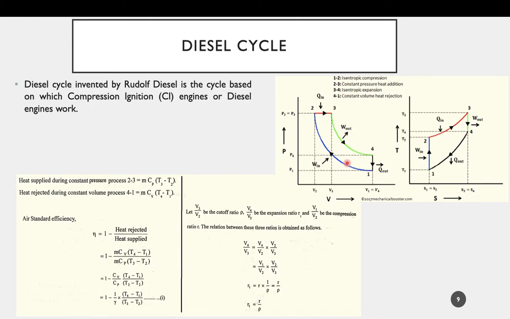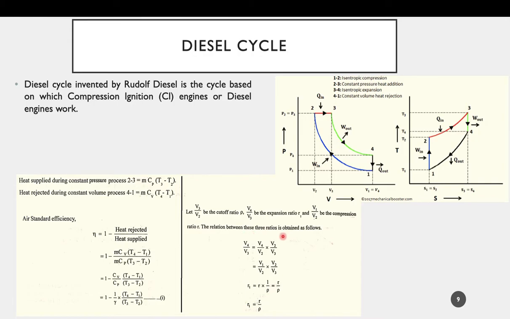So in this case, we have 3 ratios. One is cutoff ratio, the ratio between V3 and V2. V3 is where heat addition stops and V2 is where heat addition starts. V3 by V2 is cutoff ratio rho. V4 by V3: V4 is where expansion stops and V3 is where expansion starts. V4 by V3 is known as expansion ratio R1. And V1 by V2 is the compression ratio R.